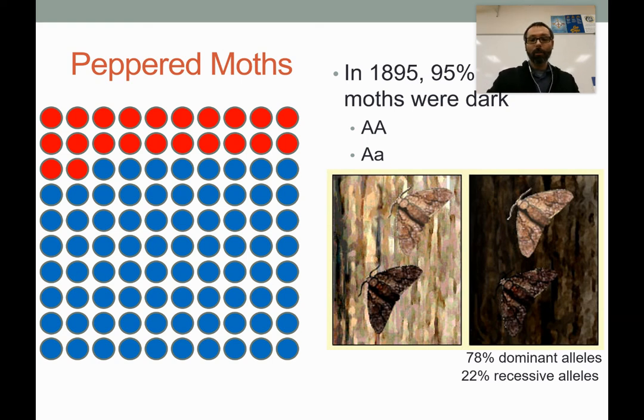And so we have measured evolution, right? We went from 1% dominant and 99% recessive to 78 and 22%. We have mathematical proof that evolution has occurred, right? And so, of course, we're going to practice doing this a bunch of times in a lot of different situations to get used to using the Hardy-Weinberg formula.